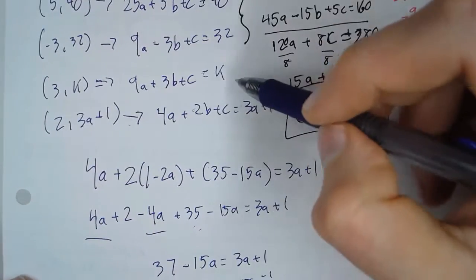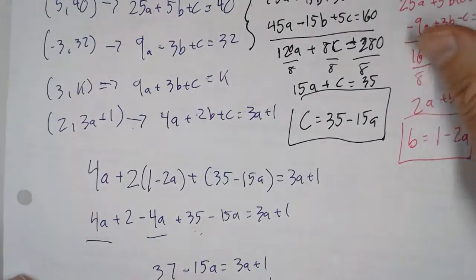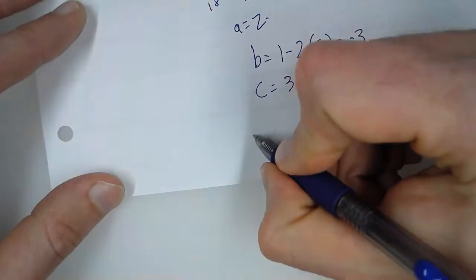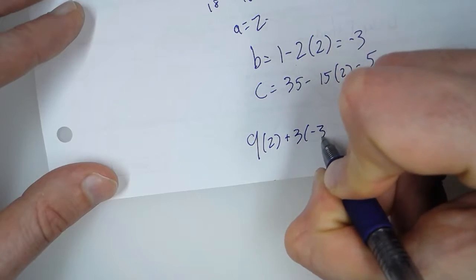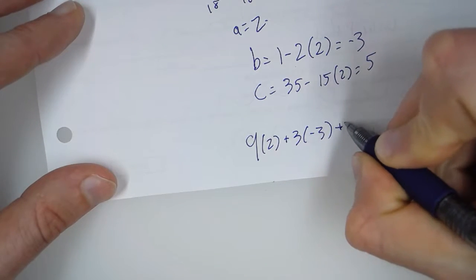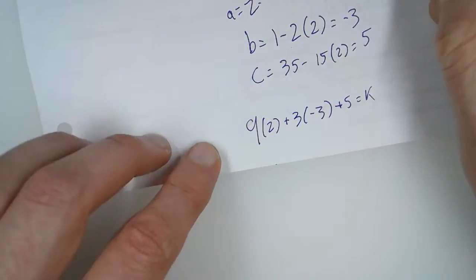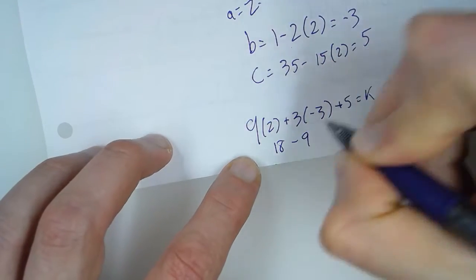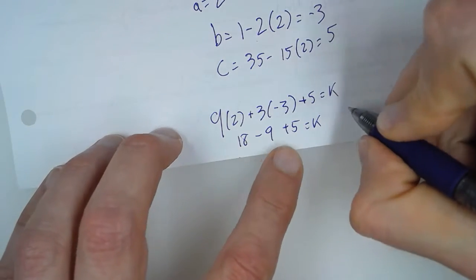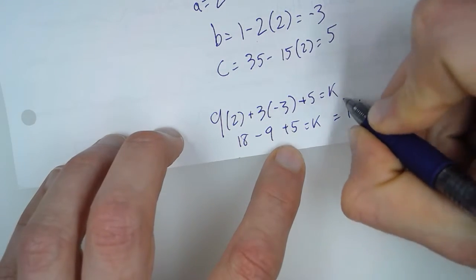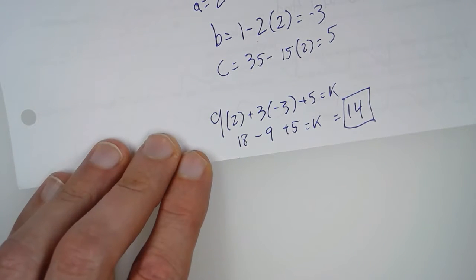From there, I can go back up to here and figure out the value of k. So 9 times 2, the value of a, plus 3 times negative 3, the value of b, plus 5 equals k. So 18 minus 9 plus 5 equals k. We get a value of 14. There's our answer, and we're done.